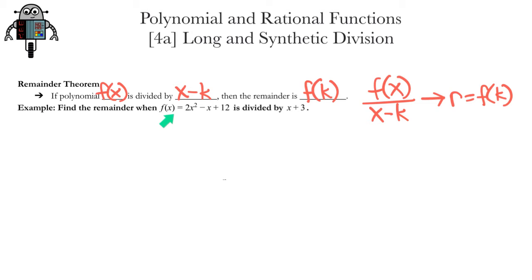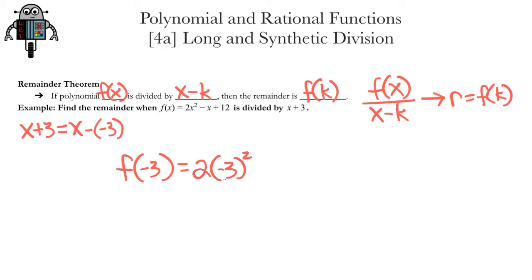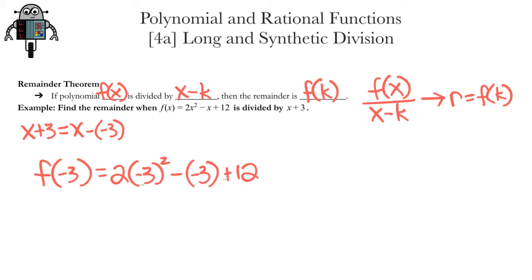Find the remainder when f of x equals 2x squared minus x plus 12 is divided by x plus 3. So we have a polynomial function, but that binomial is not in the form that I shared with you. So I'll rewrite that as x minus negative 3. Now we can plug in that negative 3 into the function. When we do that, we get 2 times negative 3 squared minus negative 3 plus 12. And that's equal to 2 times 9 plus 3 plus 12. Therefore, the remainder is 33.